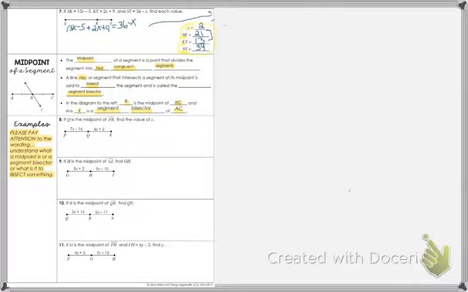A line, a ray, or segment that intersects the segment at the midpoint is said to bisect. So you will need to know the definition of what it is to bisect something. To bisect means to cut in half. So it bisects the segment, and it is called the segment bisector. This is the segment bisector right here, and this guy right here too.